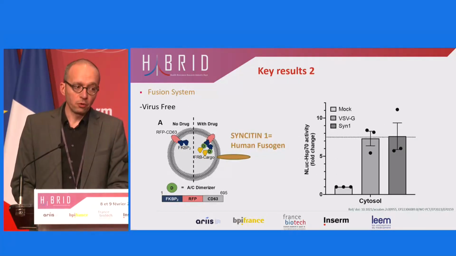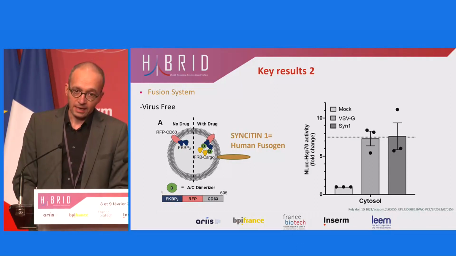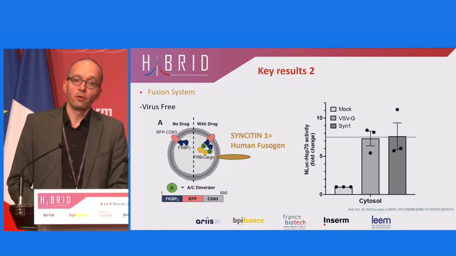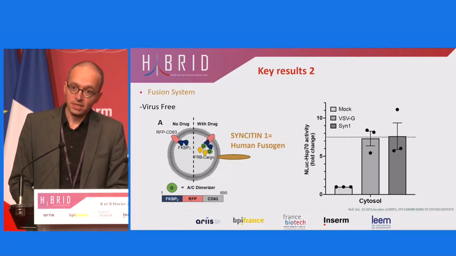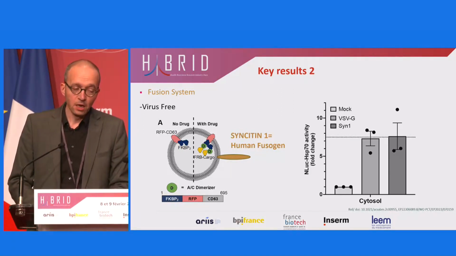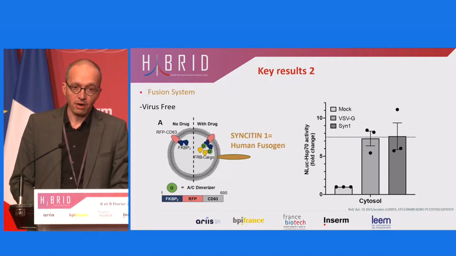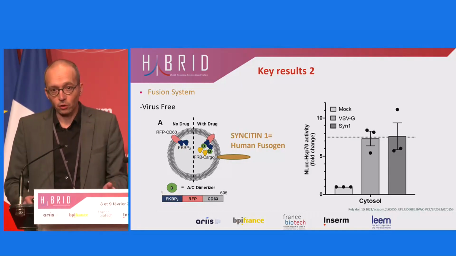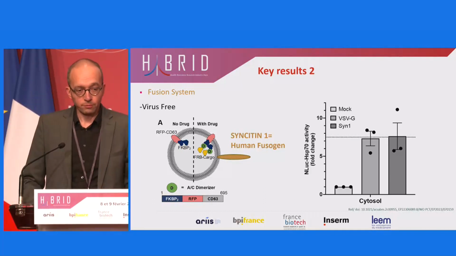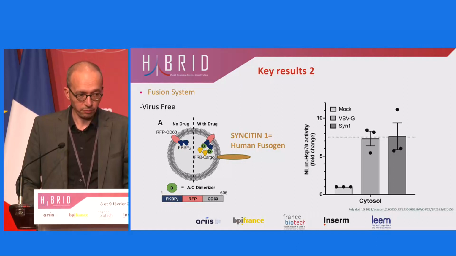So the second module is what we call the fusion system to enhance the delivery capacity. And here, we basically repurposed a human fusogen called syncytin-1 that is normally involved in placenta formation. And by doing that, we could largely increase the delivery efficiency and reach, as you can see on the graph, the same efficiencies as viral proteins that are usually used but introduce many safety issues. So in other words, we could compete with viral components while ruling out the safety issue of using viral proteins.